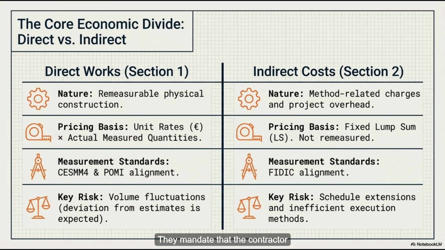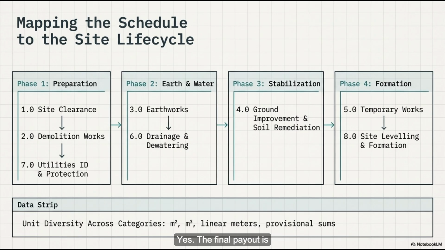They mandate that the contractor estimates the quantities at the very beginning just to win the bid. So they might project something like, hey, we think we'll need to move 50,000 cubic meters of dirt. But the crucial mechanism of remeasurement means they only get paid for the exact amount of dirt they actually end up moving. So the initial quantities are really just estimates. Yes. The final payout is based entirely on reality. Which covers the catering side of my event analogy.